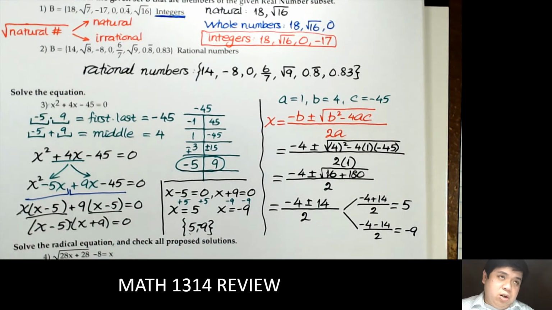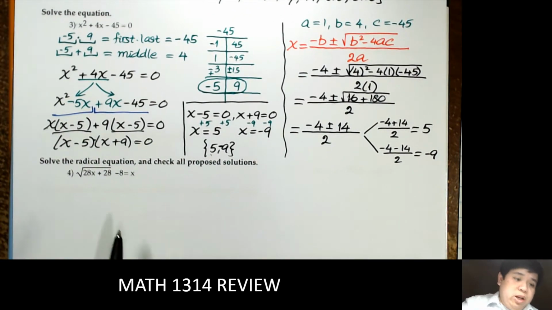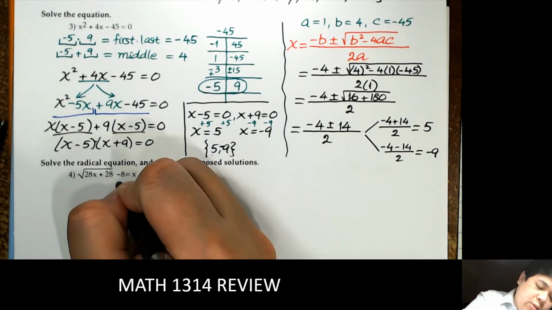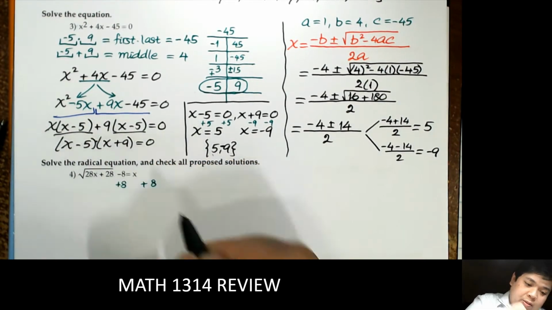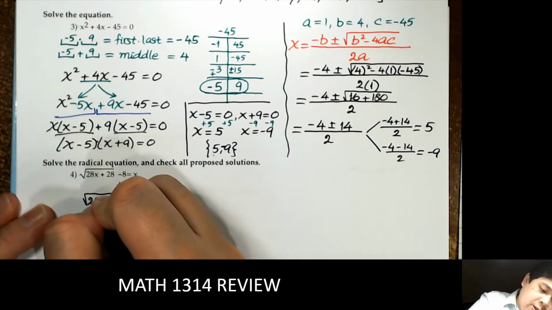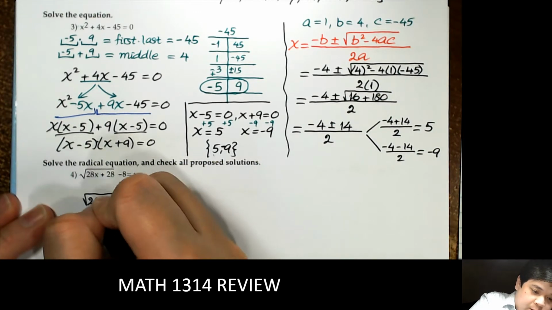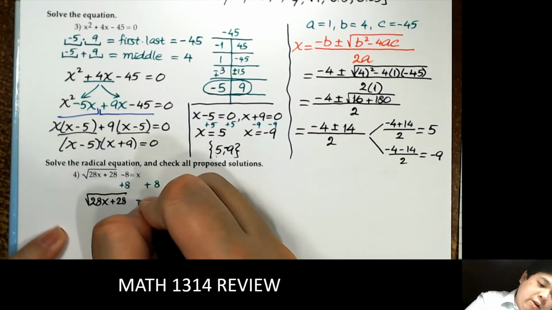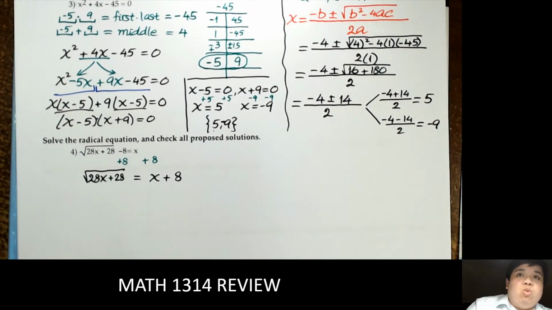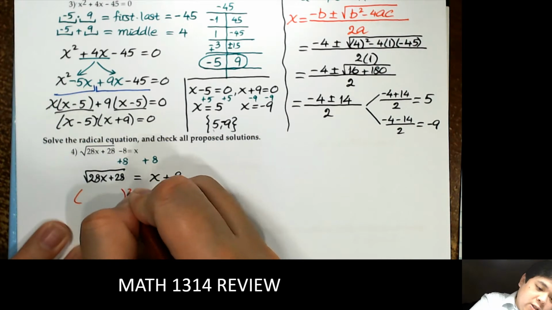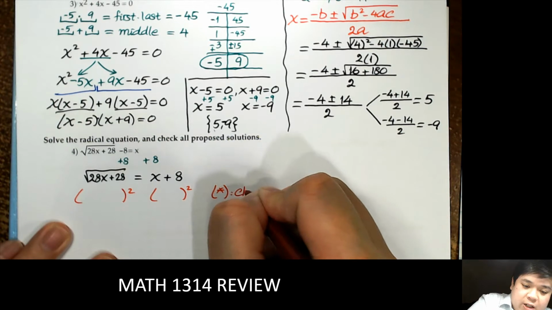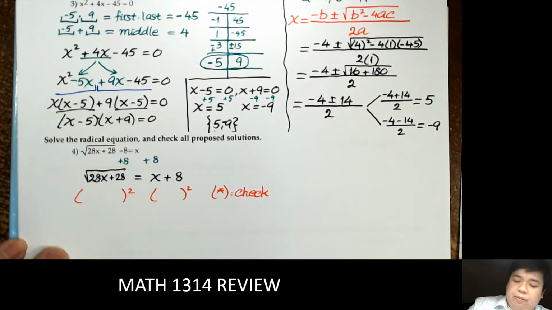Next, radical equation. For a radical equation, we need to have the square root by itself. So first thing, I'm going to add 8 on both sides. And then we have x plus 8. Next, we will square both sides. When we do that, we check the solution.